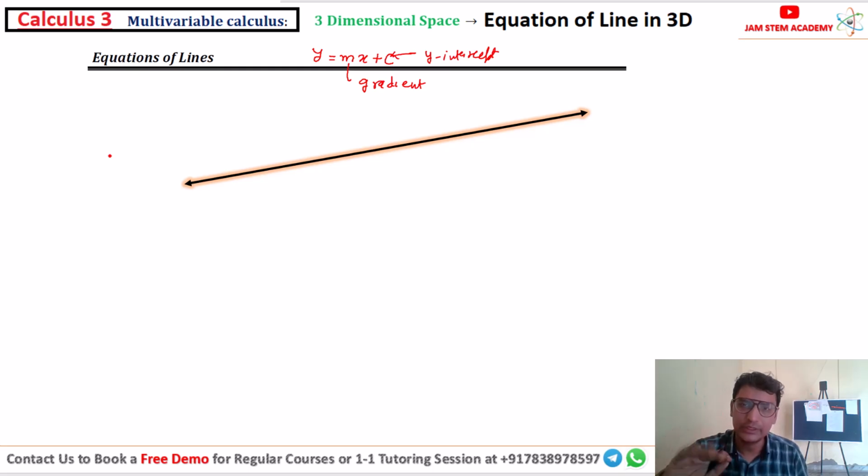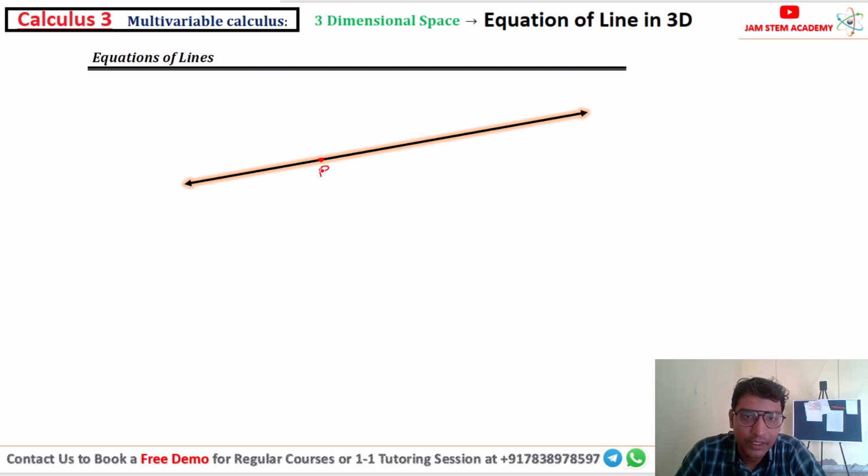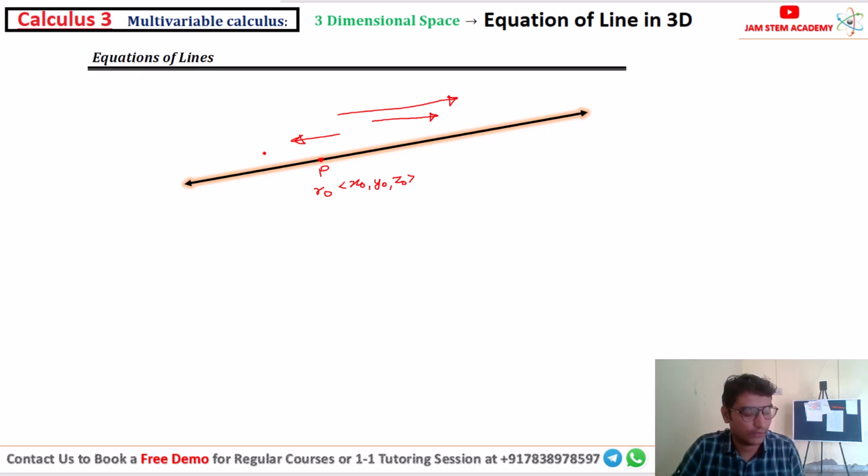This time we also need the gradient or slope thing, but in 3D it is different actually. Here what we need is one point lying on that line. Let's call this a given point P. You can also call it R naught, having the coordinates of that point as x naught, y naught, and z naught. Now we need a vector which is parallel to this line. It can be in any direction and of any magnitude, but our vector must be parallel to the given line.